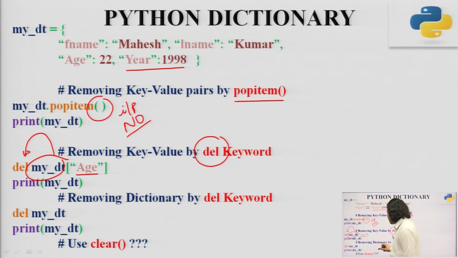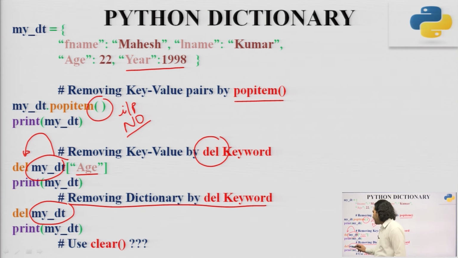The last process here is, if we are going to remove the dictionary data directly, that means, we are going to remove the variable. So, here the variable is myDT and we are going to delete this variable with the help of again the del keyword. So, in the output you can see that the variable is no more in the memory. That means, it will directly say that the variable is not existing or it is not defined in the program.